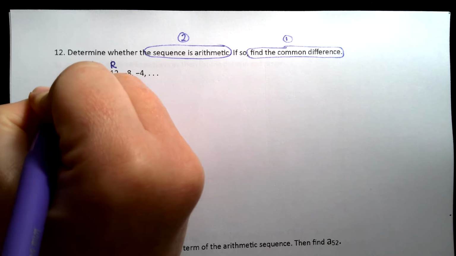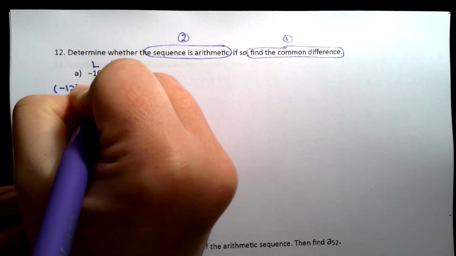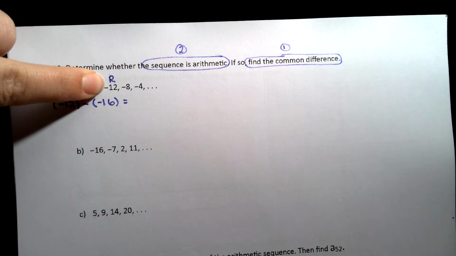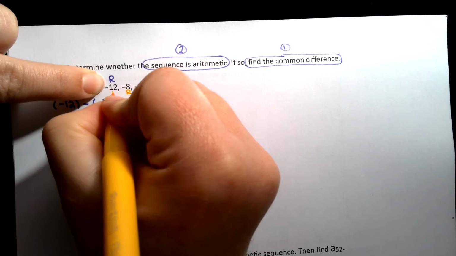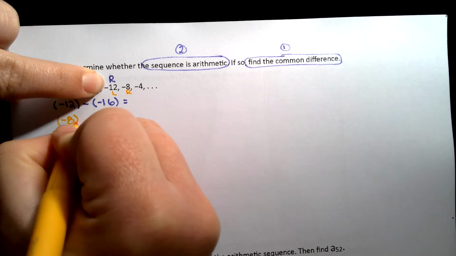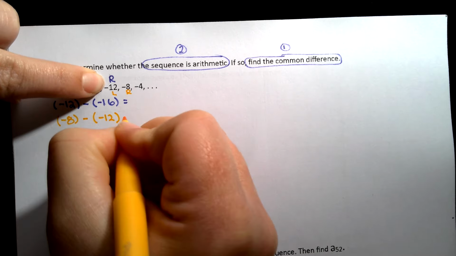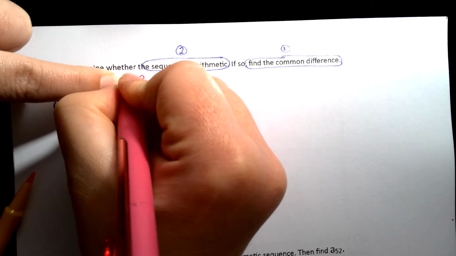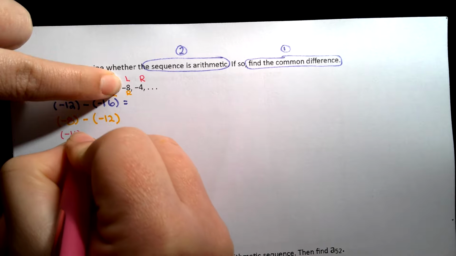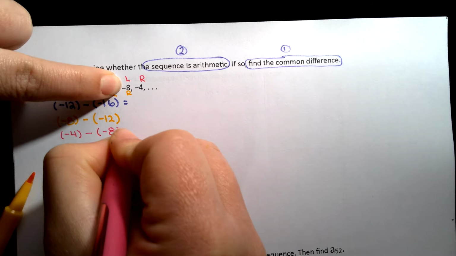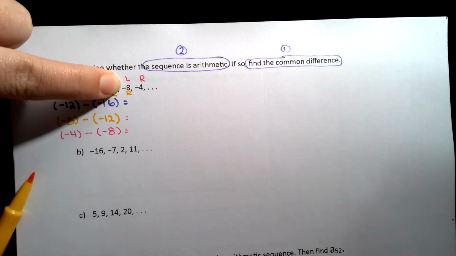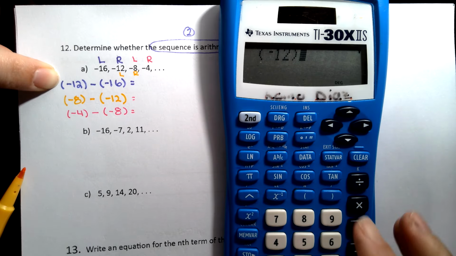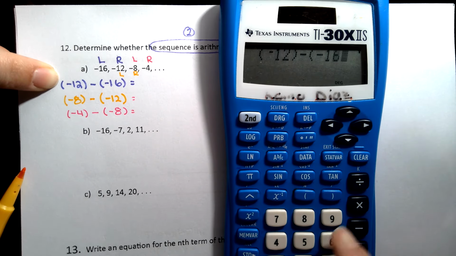So -12 minus -16. But that's not all I have. So now I'm going to shift my finger over. Now I have a new right number and a new left number. So now I have -8 minus a -12. Shift my finger over again. And now again, for the third time, I have a right number and a left number. So now I have -4 minus a -8. If the difference ends up being the same for all of these, then yes, you have a common difference. And yes, it is arithmetic.